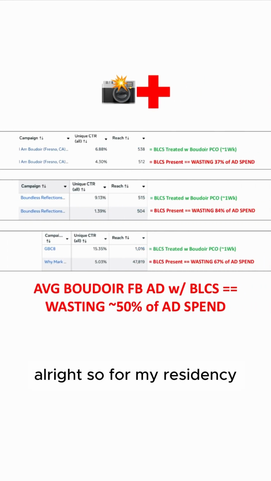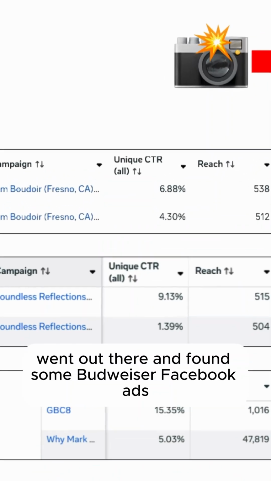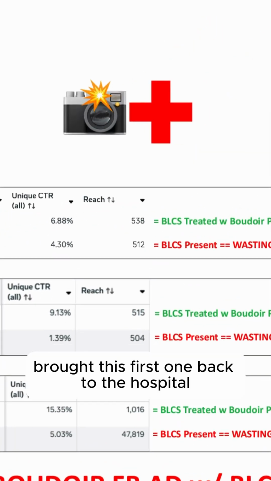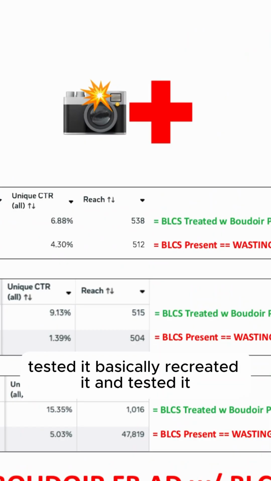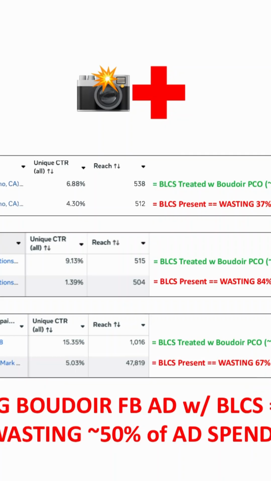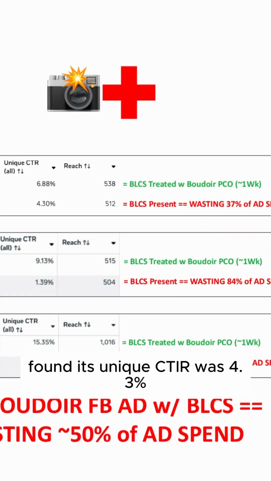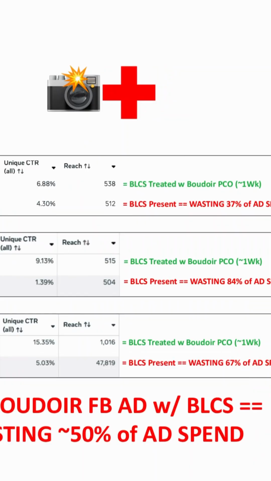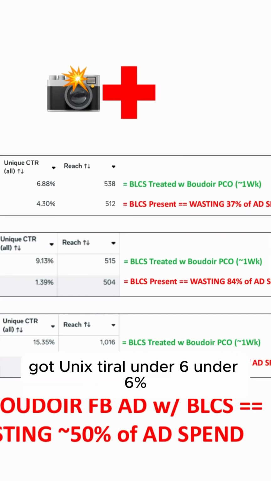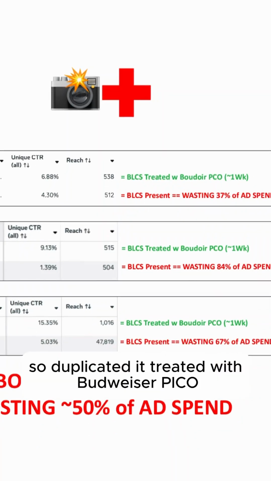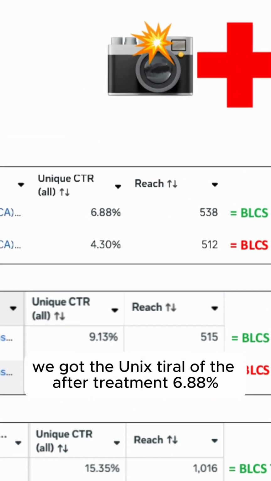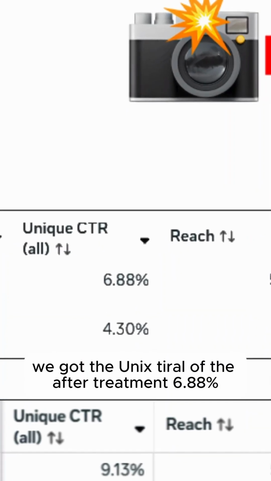All right, so for my residency, went out there and found some Boudoir Facebook ads out in the wild. Brought this first one back to the hospital, tested it, basically recreated it and tested it. Found its unique CTR was 4.3%. So okay, BLCS is present, got unique CTR under 6%. So duplicated it, treated with Boudoir Pico, ran it in parallel, took about a week. We got the unique CTR of the after treatment, 6.88%.